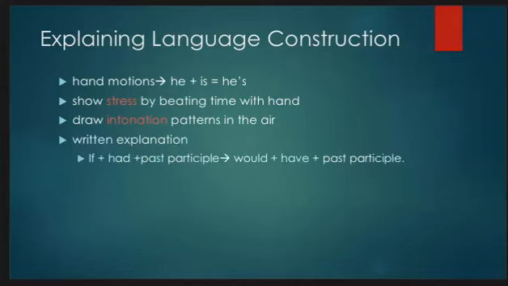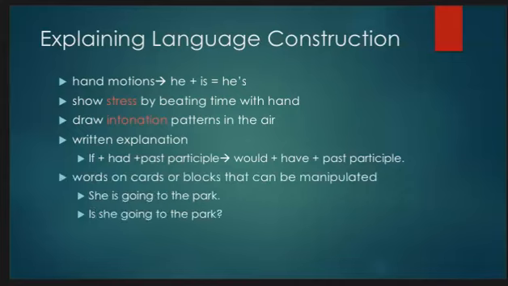Some students like to see a written explanation, maybe of something like if you're working with the conditional, seeing something like if plus had plus past participle leads to would plus have plus past participle. For some students, especially more advanced or perhaps older learners, actually benefit from being able to see that written out.